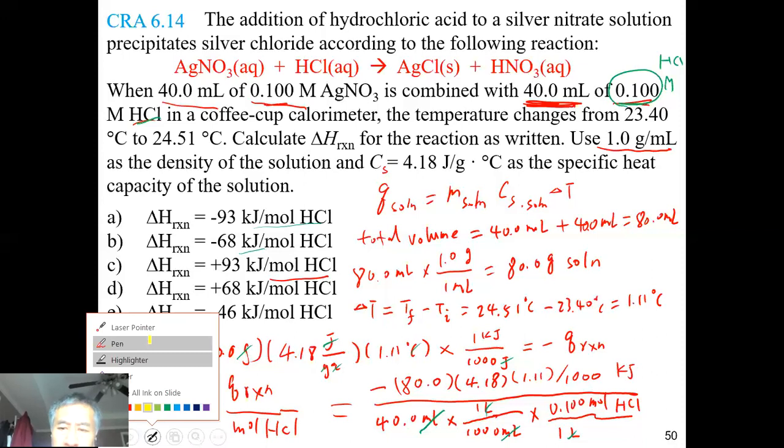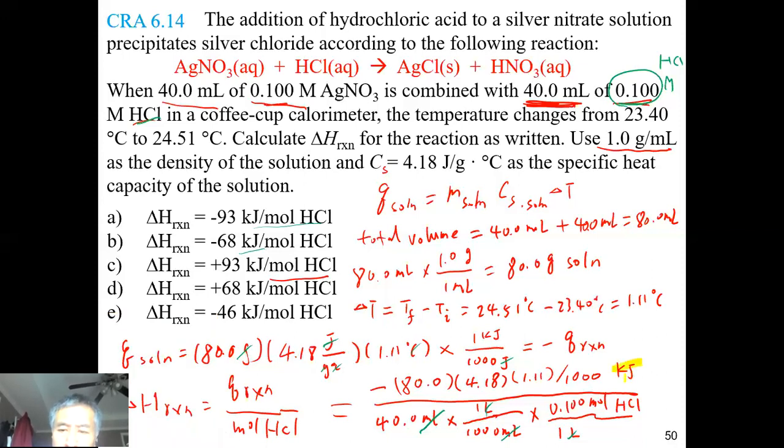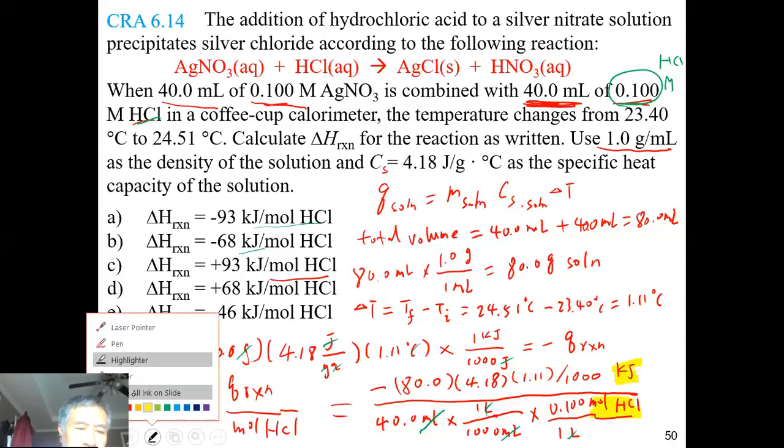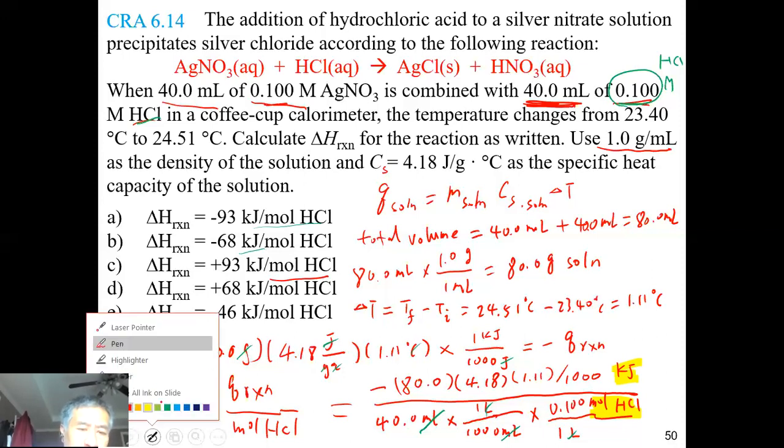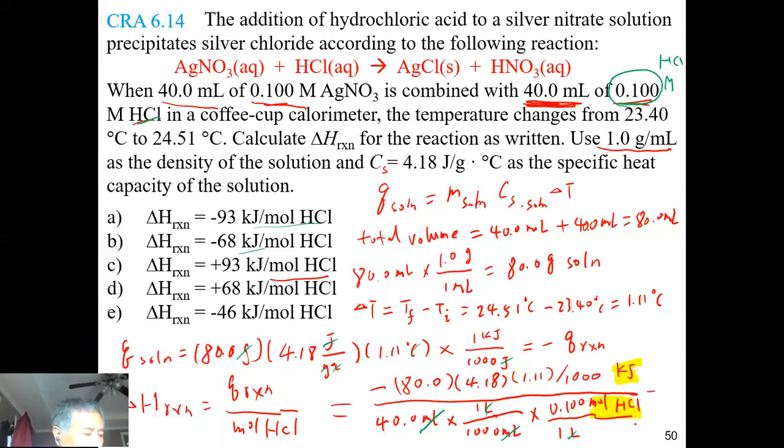You can see this is the unit you want, because all the multiple choices are in this unit. So what you do next is just key in the numbers, starting from the top, and you will get the answer. What you get for this is negative 93, and again the unit we have is kJ per mole of HCl. So therefore our answer is A.